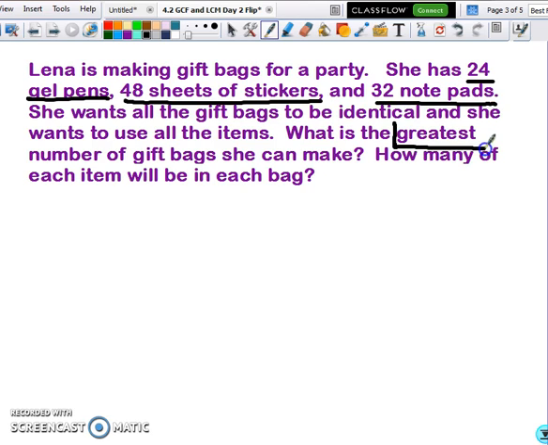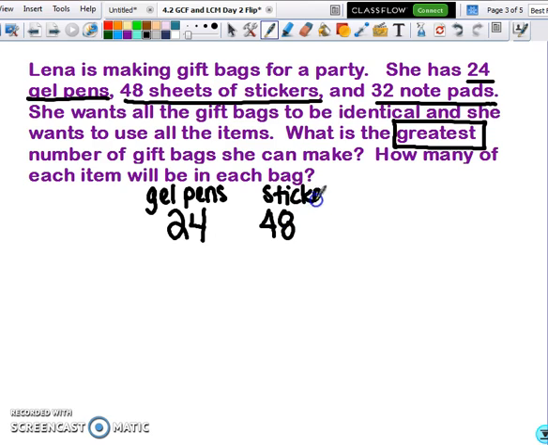What is the greatest number of gift bags she can make, and how many of each item will be in each bag? So this is asking two different questions. It's not only asking what's the greatest number of gift bags she can make, which is the GCF, but it's also asking how much of each item will be in it. So I'm going to organize this as 24, and I know that this is my gel pens, so I'm going to put gel pens on top to organize. I also know I have 48 sheets of stickers, so I'm going to put stickers on top. And I know I have 32 notepads.